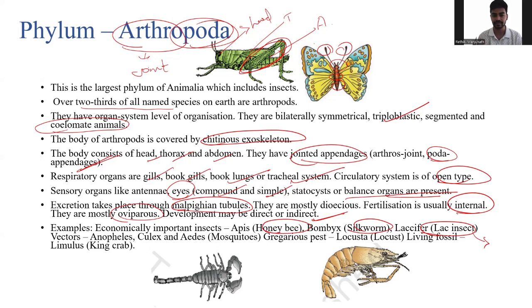Then we have some living fossils, which show the ancestral relationship. That means with the passage of time they have not shown any changes. They are still exactly the way they were before, like the king crab. So these normally show a living fossil. So this is all about the arthropods.